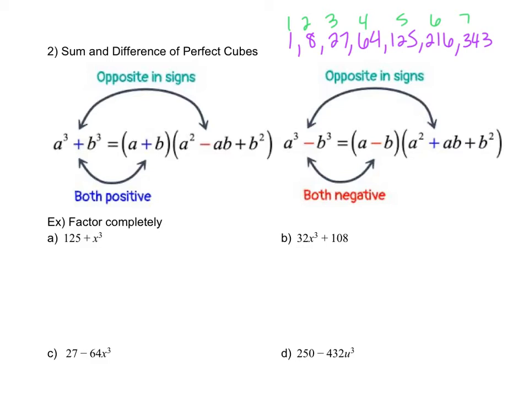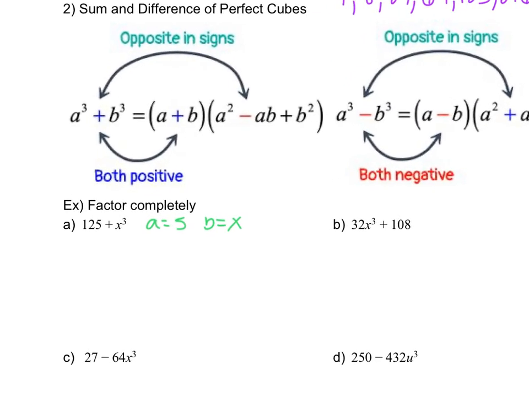Okay, so factor completely. There's a plus sign, so we're using the first one. So let's figure out what our a term should be. A on this one is going to be the cube root of 125, so it'll be 5. And our b term is going to be x. All right, let's do this. So we're going to have, start over here. So this will be 5 plus x.